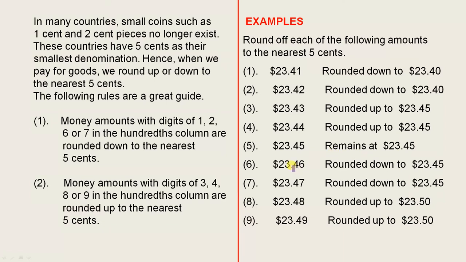23.46. Okay, so you've got 6 in the hundredths column there. When you have 6 in the hundredths column, you round down. So you round down to 23.45. The same here. You've got a 7 in the hundredths column, so you round down to 23.45. And when you have 8 or 9 in the hundredths column, you round up. And there it is there. Let's look at some problems on the next page.